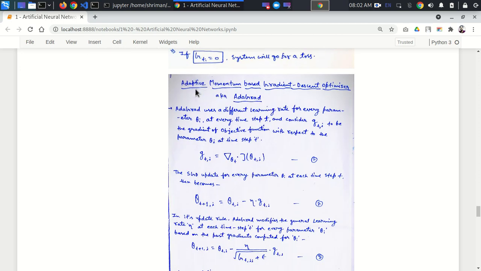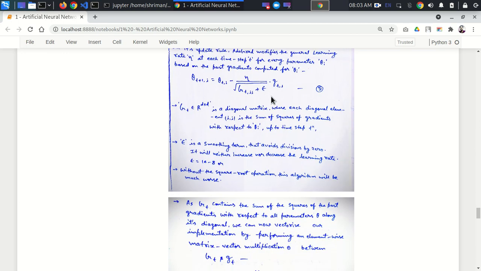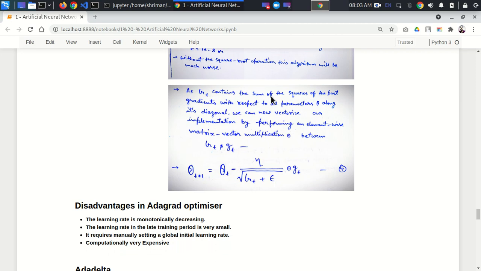Now, this is how the adaptive momentum based gradient descent optimizer has been described in the research paper. I have given a diagram here. You can go with this one, try to understand each and every step, right?